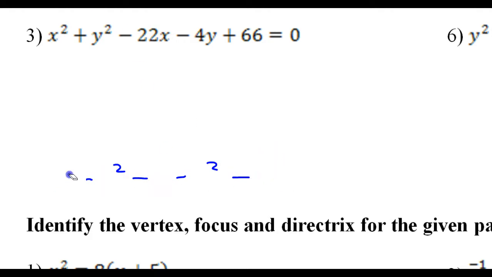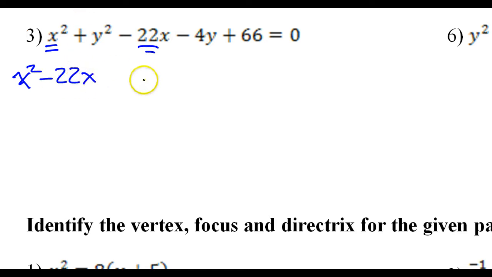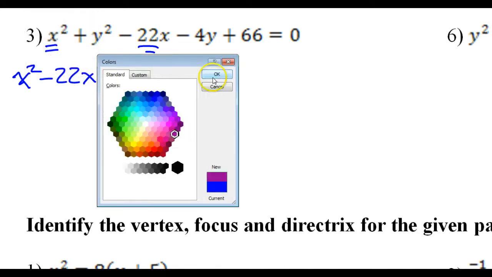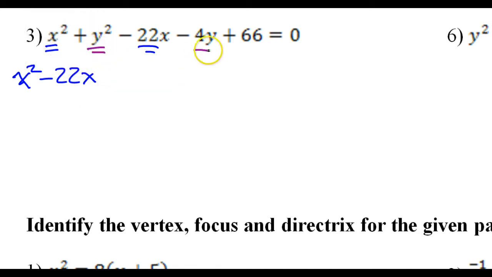The way you do that is by completing the square. The first step is to collect your terms that have the same variable. These are both x terms, so I'm going to put those together. So that will be x squared minus 22x. Leave a gap here. And then we have some y terms. So we have y squared and negative 4y. So those go together. So I'll have plus y squared minus 4y.